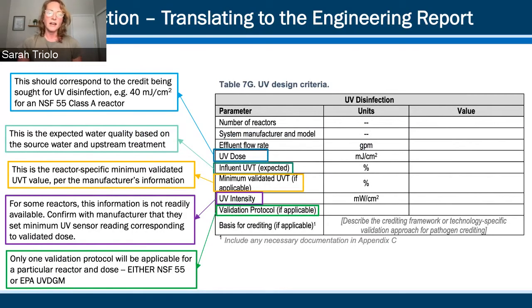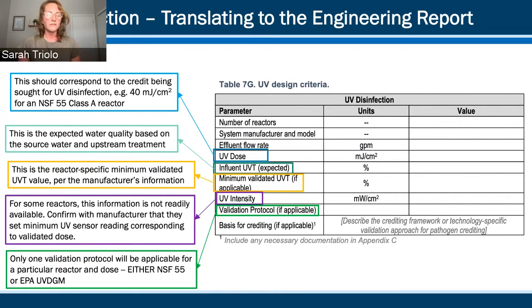So if that information is not readily available, you can confirm with the manufacturer that they do in fact set that minimum UV sensor reading, which they should do if they have the NSF55 validation certificate. Sometimes that number is available, and if so, it should be put in this table.